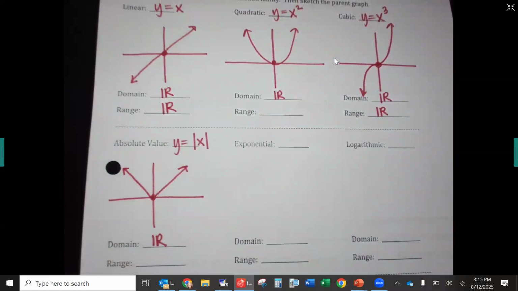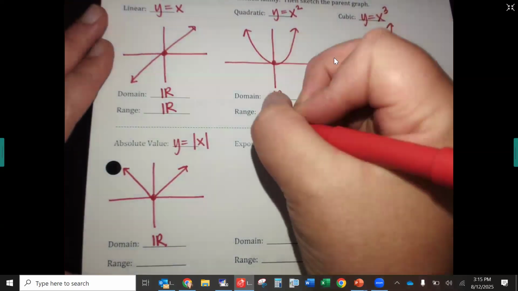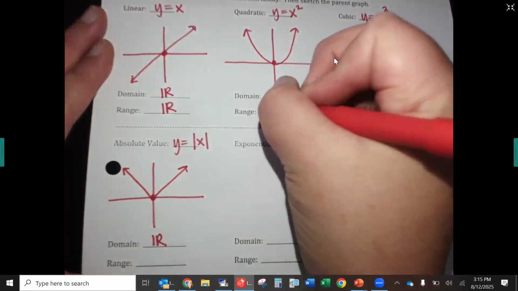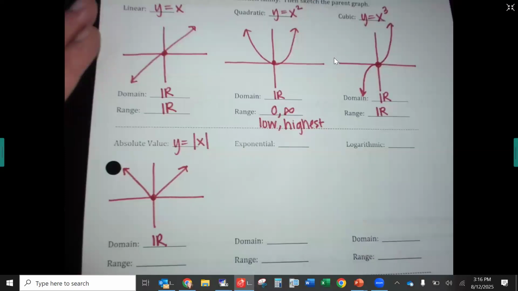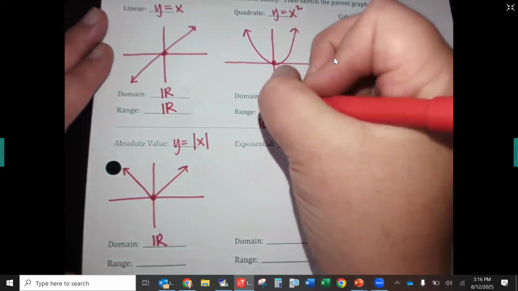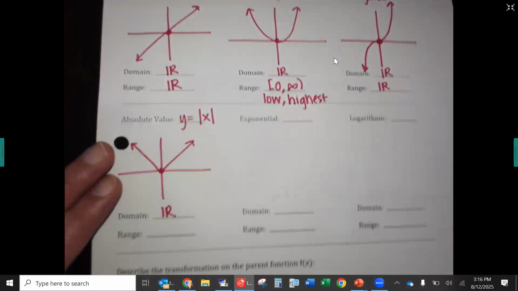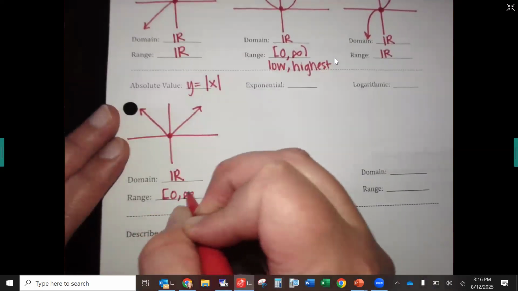Now for the V and the U, they both go up forever, but how low do they scoot? To 0. Very good. So your range, you want to do the lowest point, comma, the highest. The lowest point would be 0 and the highest point would be infinity. You're going to put a bracket on your 0 because the graph does touch the x-axis. But infinity, since it's a concept and you can't get there, you're going to leave that one open. Then same thing for absolute value, 0 to infinity here.